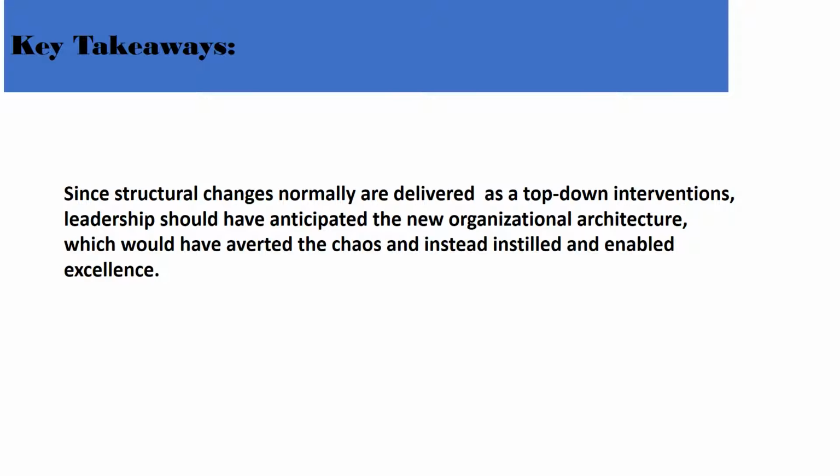Key takeaways. Since structural changes normally are delivered as a top-down intervention, leadership should have anticipated the new organizational architecture, which would have averted the chaos and instead instilled and enabled excellence. Yet what Springfield General did is embark on structural changes that took place without actually changing the structure of any other staff functions, so they did not experience a unilateral imposition from above.